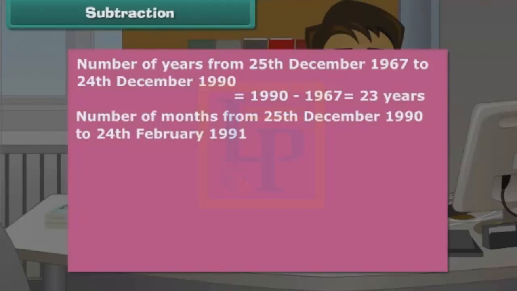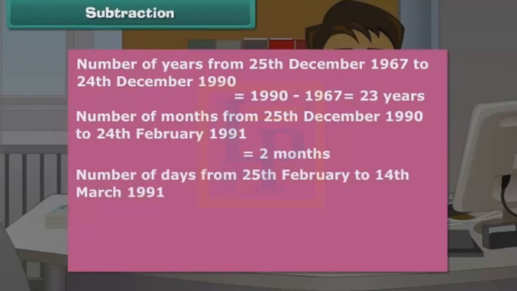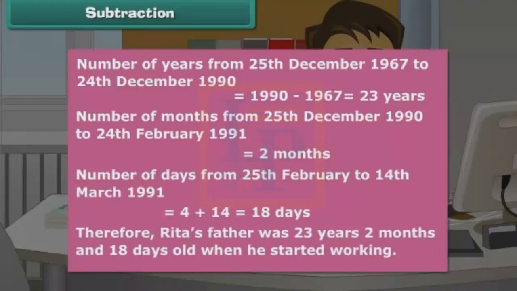Number of months from 25th December 1990 to 24th February 1991 is 2 months. Number of days from 25th February to 14th March 1991 is 4 plus 14 is equal to 18 days. Therefore, Ria's father was 23 years, 2 months and 18 days old when he started working.